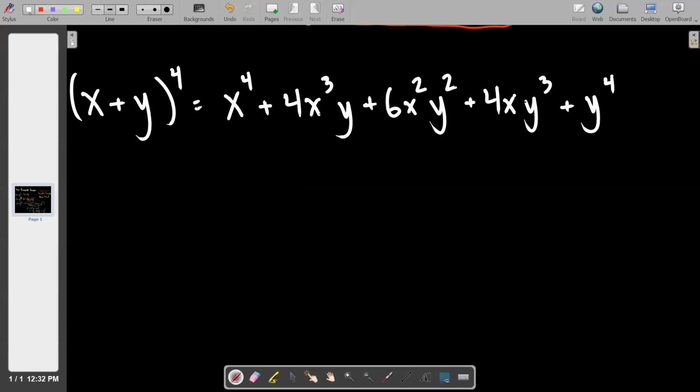The first modification I want you to take note of with me is what happens, do you think, if we change from x plus y to x minus y? Everything doesn't quite switch, but every other one does. So we're going to follow the same pattern.